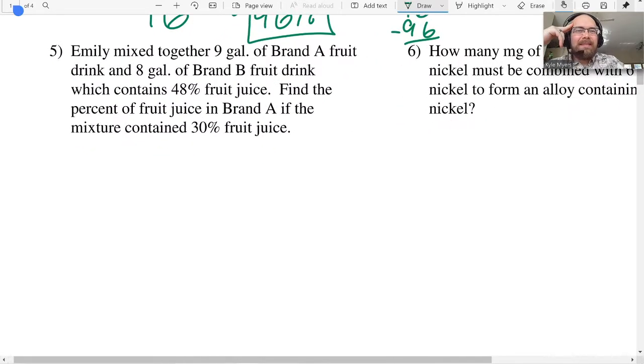Good for you, Emily, mixing together your fruit drinks like a boss. Okay, again, gallons. We don't need to convert anything, so we can just ignore the units. Boom, boom, boom. That's gone.